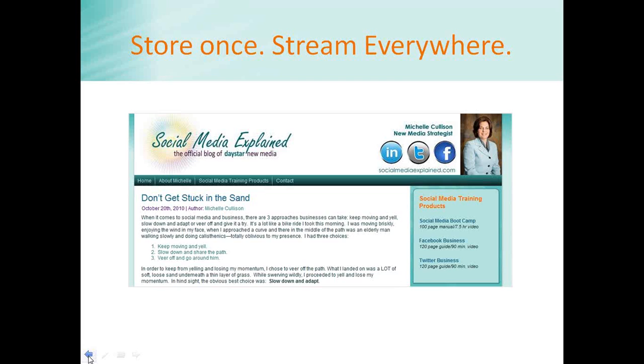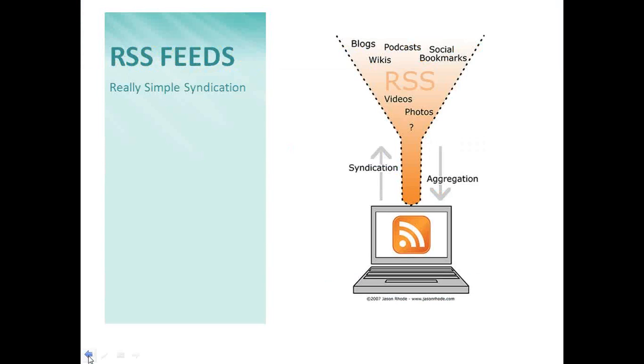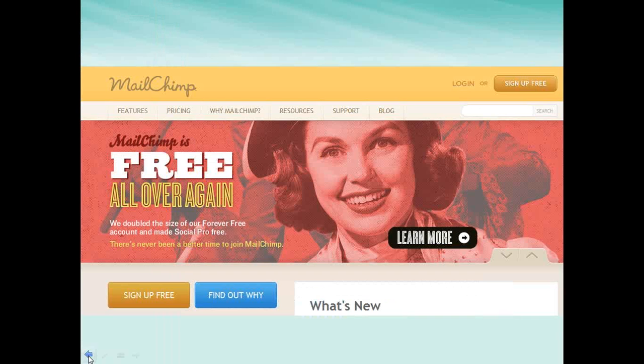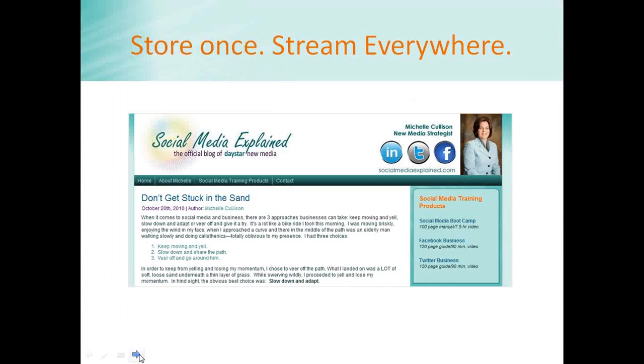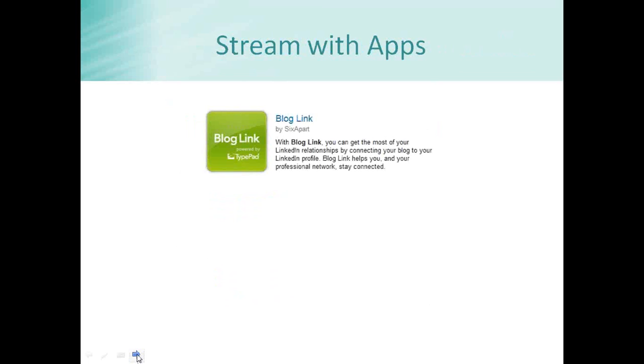So RSS feeds let us store once and stream everywhere else. Most social media tools support RSS feed technology. So there are little apps that let you do this streaming. I'm going to show you what those are. On LinkedIn, there's an app called Blog Link that if you just install it, again, it takes all of 5 minutes to say yes. On the apps menu button within LinkedIn profiles, you can add a blog link, and forever your blog will flow in there and you don't have to do anything else.